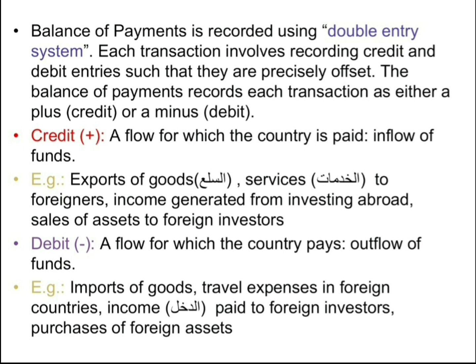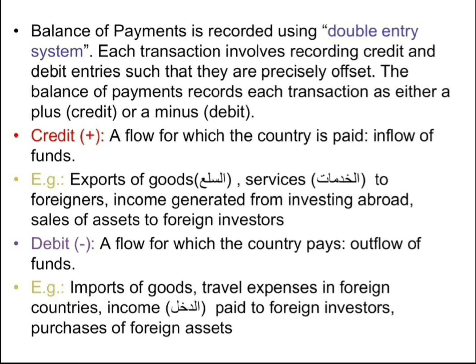Each transaction involves recording credit and debit entries such that they are precisely offset. The balance of payments records each transaction as either plus, which means credit, or minus, which means debit. First, credit refers to a flow for which the country is paid, meaning an inflow of funds, for instance, exports of goods and services to foreigners, income generated from investing abroad, and sales of assets to foreign investors.